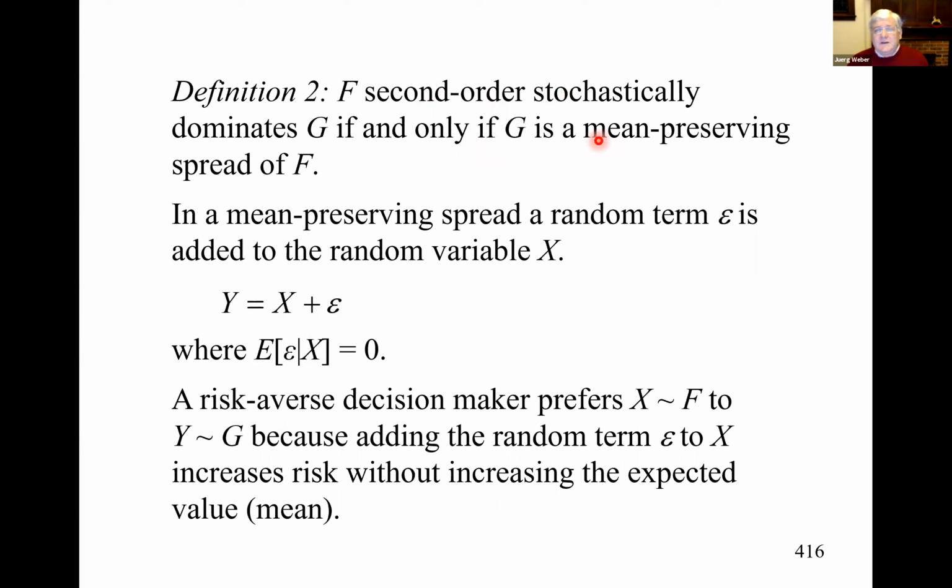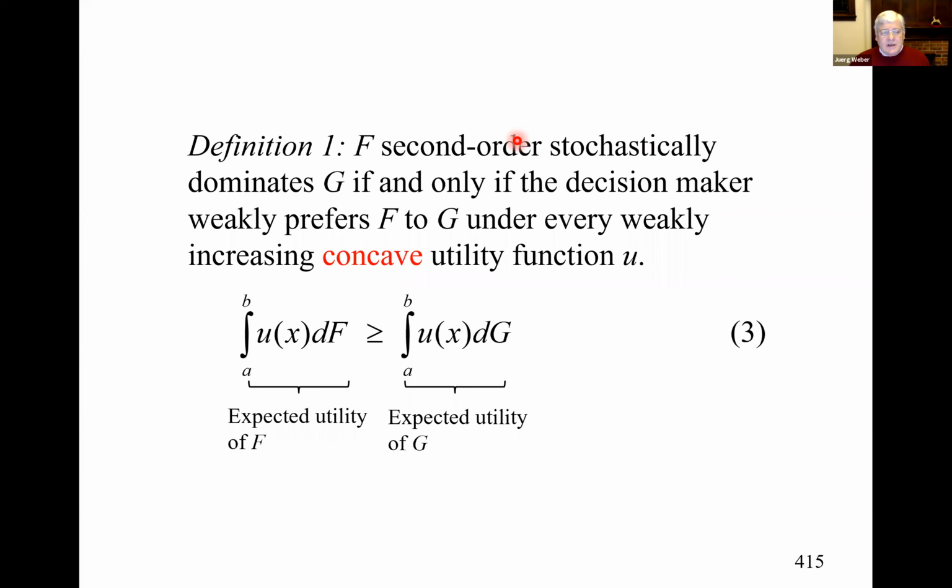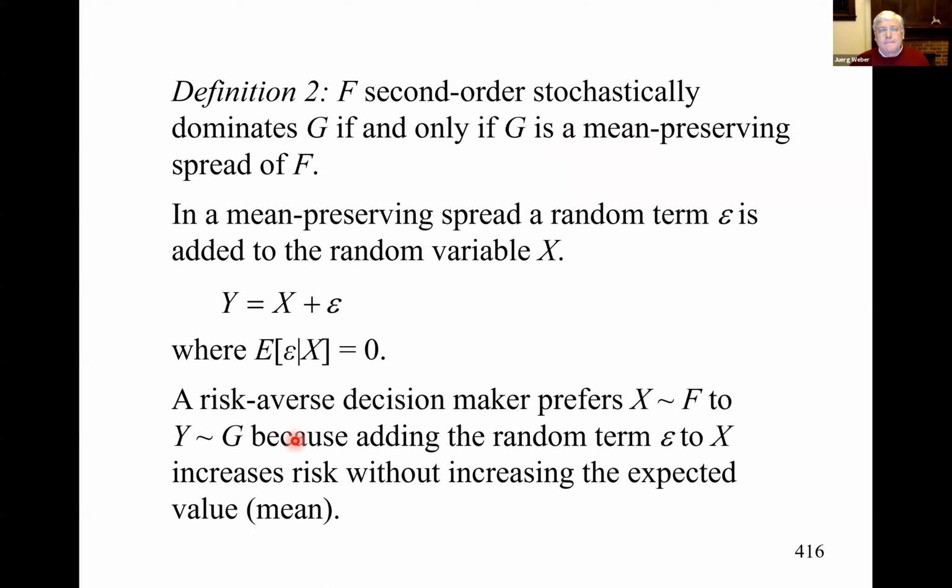G has a bigger dispersion but the same mean. And this definition is actually equivalent to that definition here. Okay, that the expected value of G is smaller than the expected value of F. That's why we prefer F here. Now here G has a bigger dispersion. That's why we prefer F, and they both have the same mean.